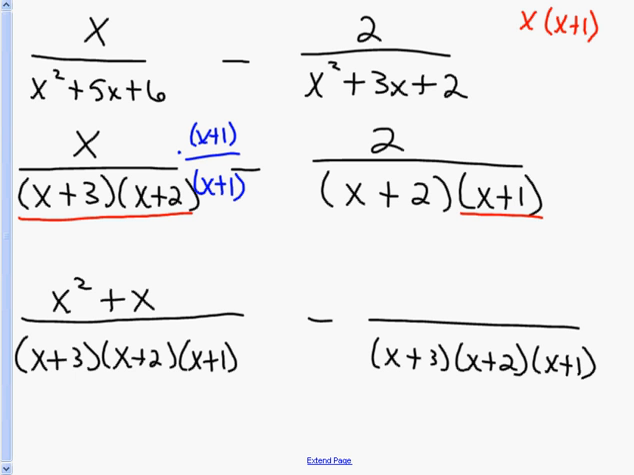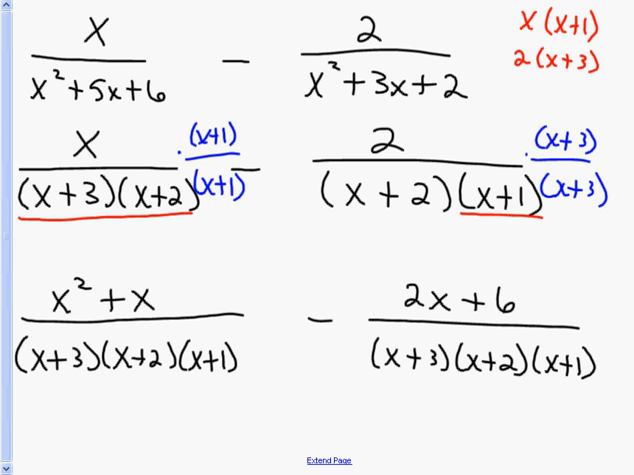Same thing with my second fraction. I have the x plus 2, the x plus 1. I'm missing the x plus 3. So I'm going to multiply numerator and denominator by x plus 3. So up here in red, again, the numerator is what I multiply out. So I'm going to multiply out 2 times x plus 3. And so 2 times x plus 3 is going to give me 2x plus 6 when I multiply that out.